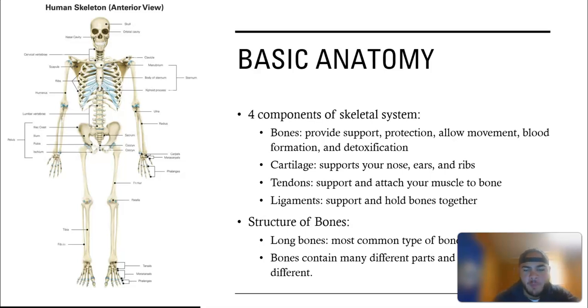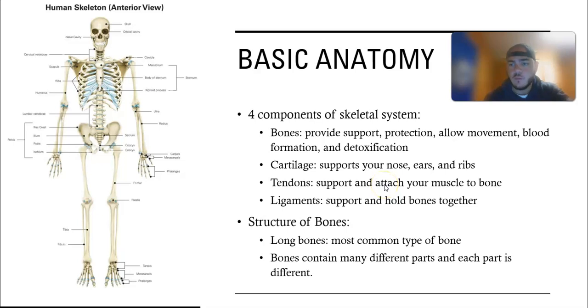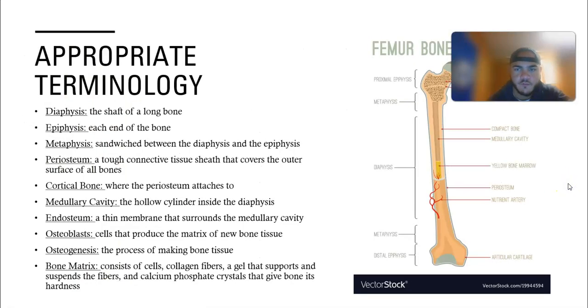bones together. Now, we do have some structures of the bones. One of the main portions are the long bones, which is the most common type of bone, and then bones contain many different parts, and each part is different. So I'm going to go ahead and talk about basically the parts of a bone and break those down. So, all right, we have some appropriate terminology. Now, all these terms are kind of just parts of the bone, so let's go and break it down.